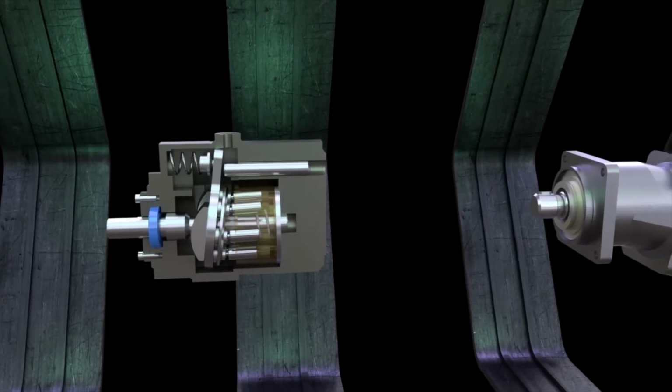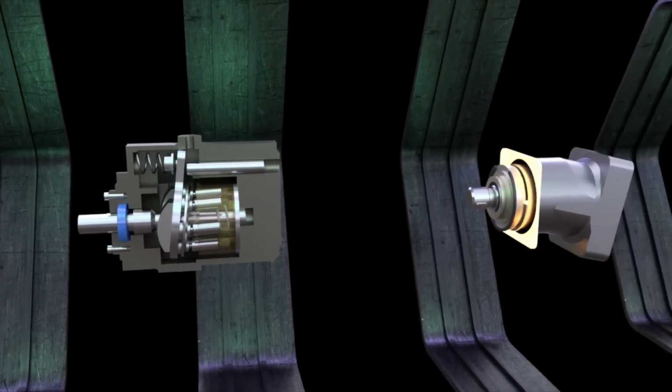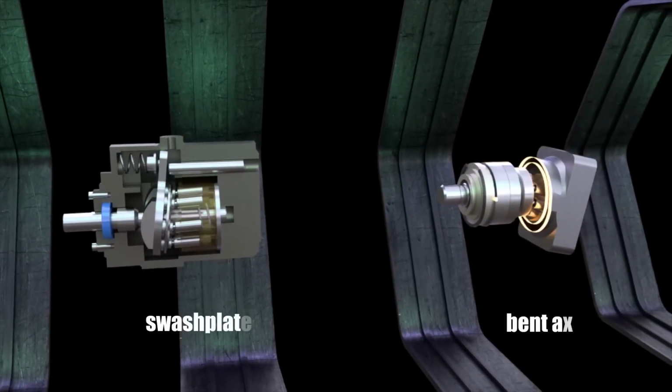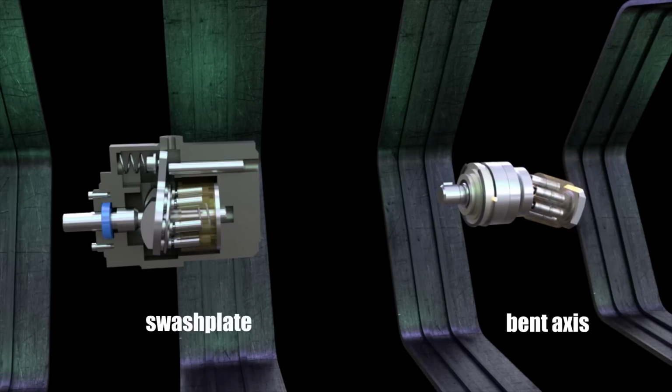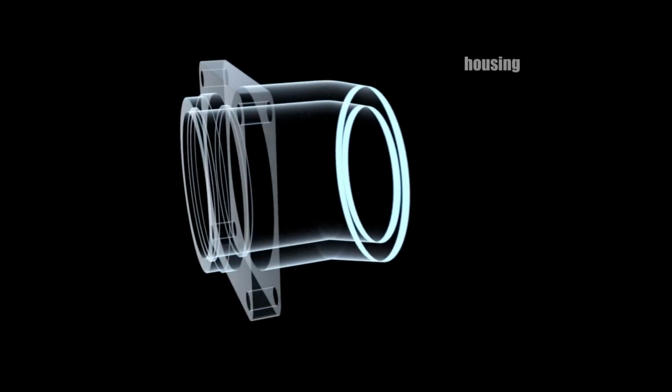In the first case, the device is called a bent axis pump. In the second case, it is a swash plate pump. Let's try to figure out how these pumps can pump fluid. First, let's check the pump design. Let's take an adjustable bent axis pump as an example.